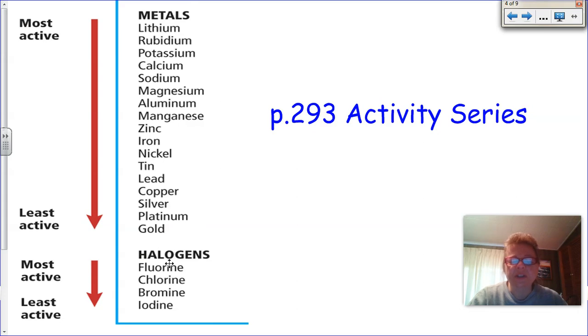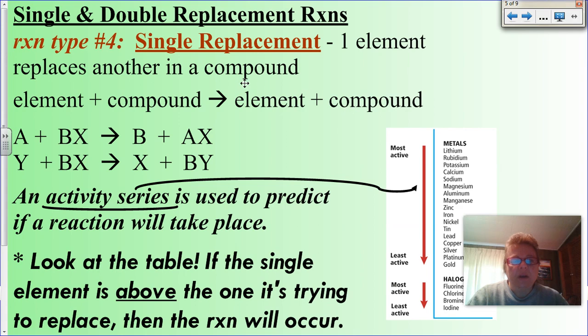And they've also listed the halogens. The most reactive halogen would be fluorine. Then it would be chlorine, bromine, and iodine. And this table here is going to help you to determine if the single replacement reaction occurs and what kinds of products you are going to form. So here are your notes. I hope you've accessed them so that you can take those while we're going through them.